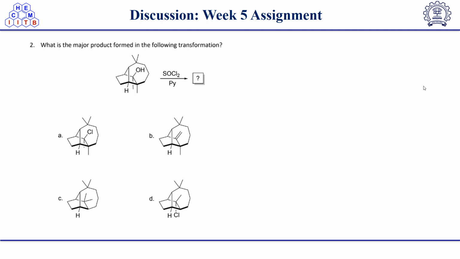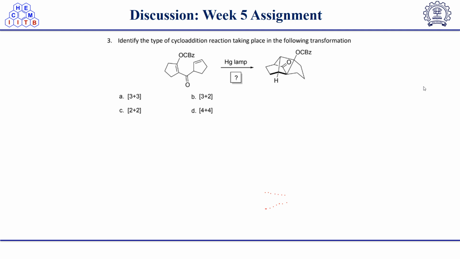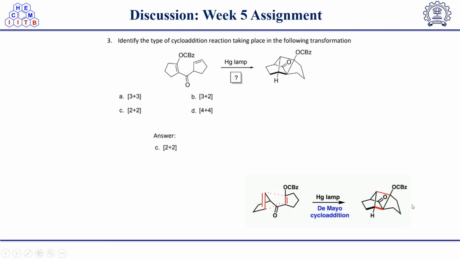And in the next reaction, we have seen this thionyl chloride and pyridine helping in the dehydration to form the exocyclic double bond to get this as the major product. And in the next reaction, we saw a DMIO [2+2] cycloaddition reaction using a mercury lamp resulting in the formation of a cyclobutane ring.